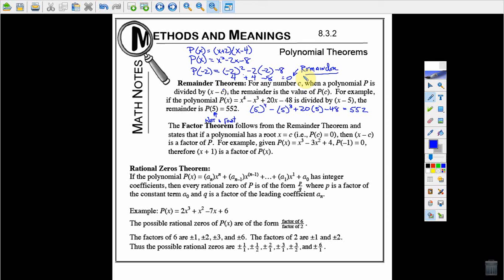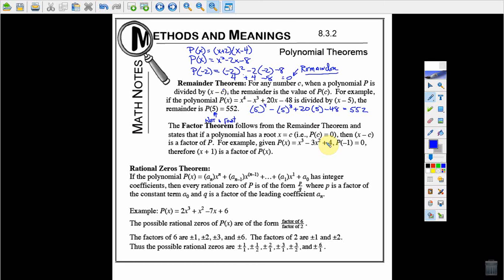For example, given p of x is equal to x cubed minus 3x squared plus 4, p of -1 equals 0. Therefore, x plus 1 is a factor of p of x. We could then use that to find the other factors of that polynomial, which is where we're headed with this. If we divided that out, which we'll be doing in the next set of notes.